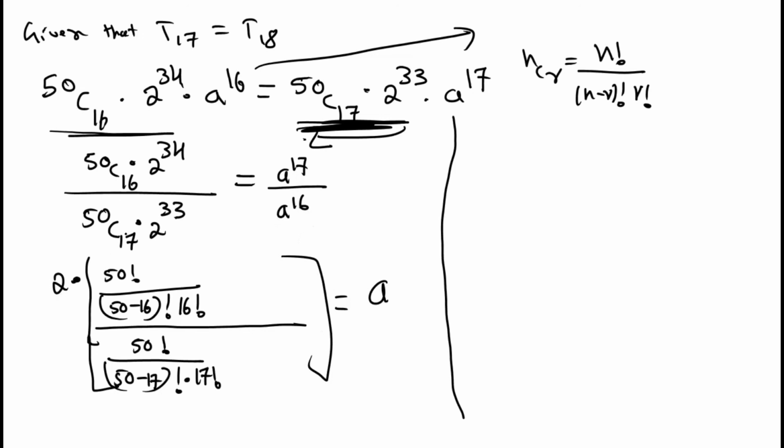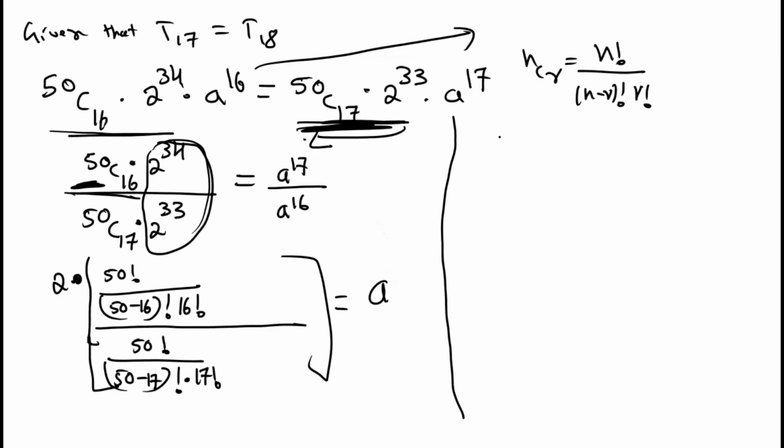Why this 2 is outside? That is obtained by cancelling 2 to the power 34 by 2 to the power 33. 1 2 is remaining. Take that 2 outside. Then for 50C16 apply the nCr formula, that is 50 factorial by 50 minus 16 factorial into 16 factorial divided by, for 50C17 also apply nCr formula, 50 factorial by 50 minus 17 factorial into 17 factorial. Right hand side 17 times a divided by 16 times a, 1 a is remaining in the numerator.